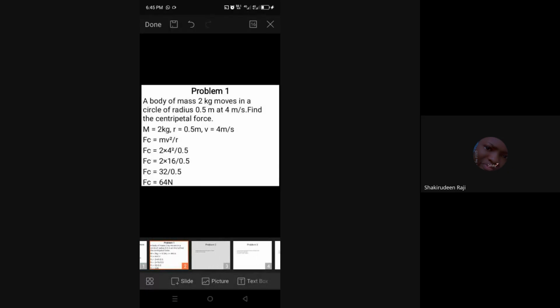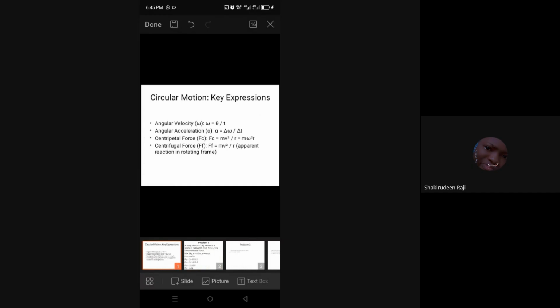I remember that we did not solve everything. So if you were in the last class, please pay attention very well. If you were also absent, please pay attention. You will learn something now. So these are the formulas that we put down in the last class related to circular motion.